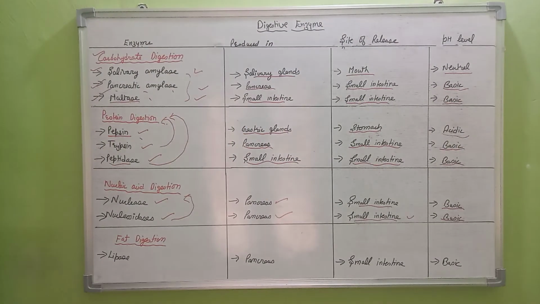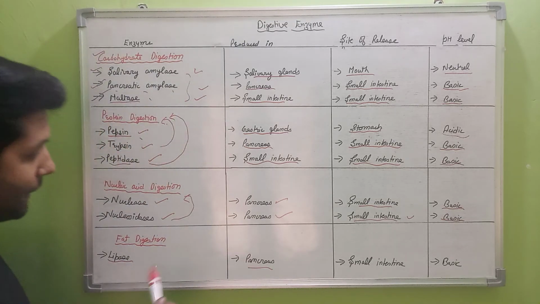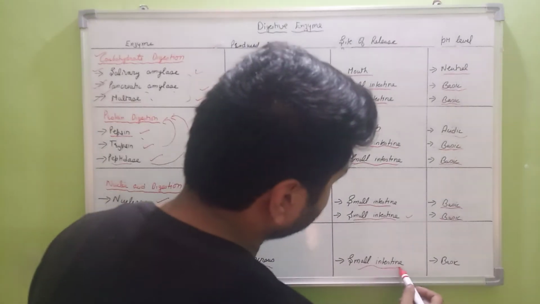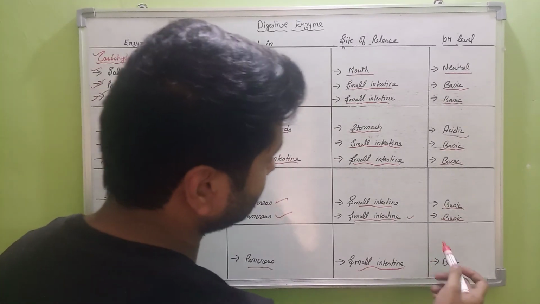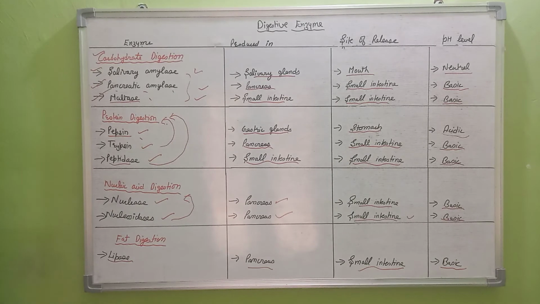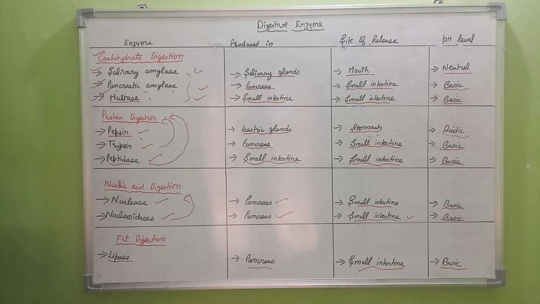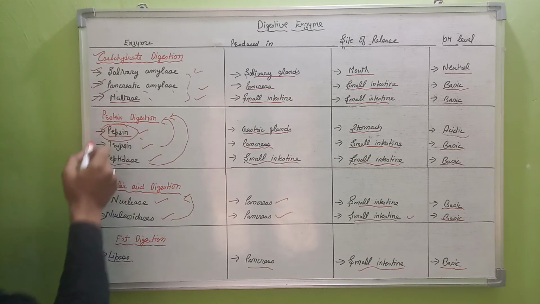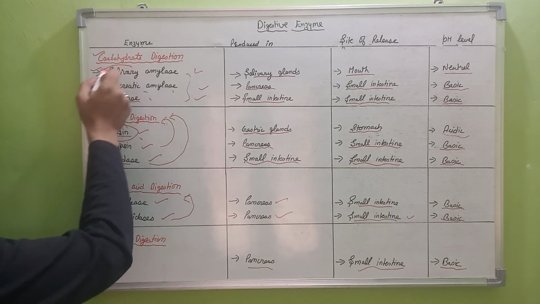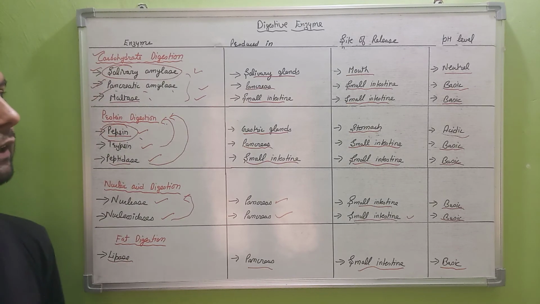Next is the enzyme which helps in the fat digestion, that is lipase. So lipase is produced in the pancreas, its site of release is the small intestine, and this enzyme is basic in nature. So the point to remember here is that all enzymes are basic in nature except pepsin. It is acidic in nature, and salivary amylase is neutral in nature. Rest all others are basic in nature.